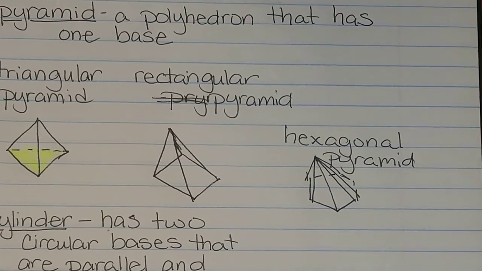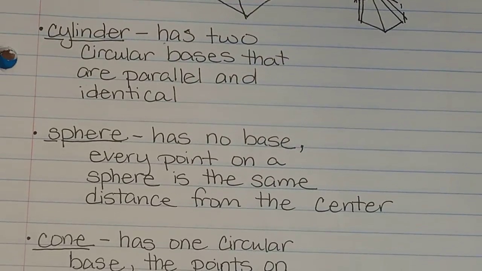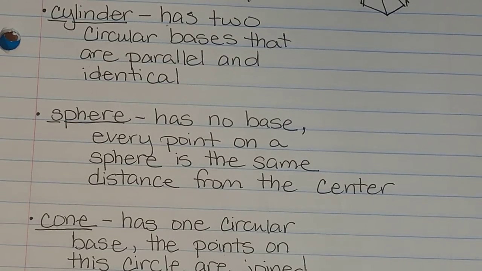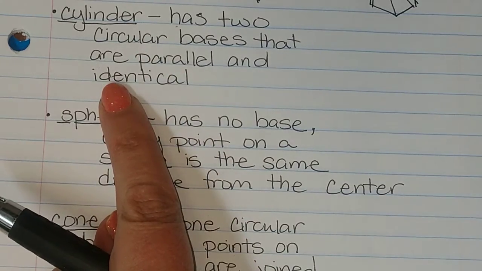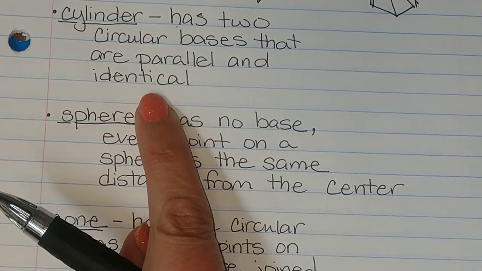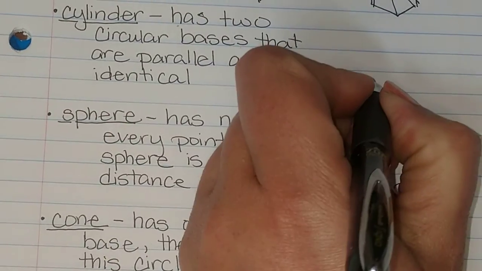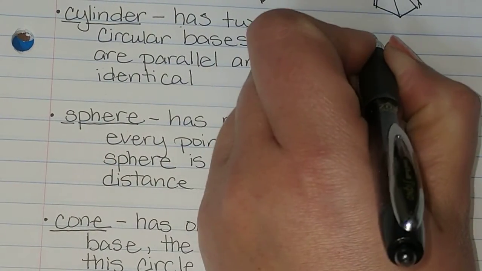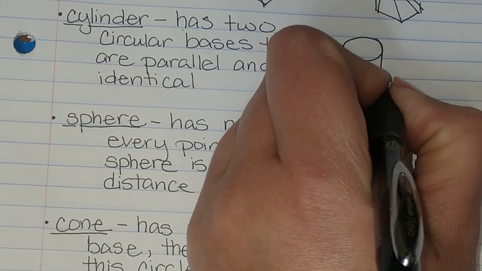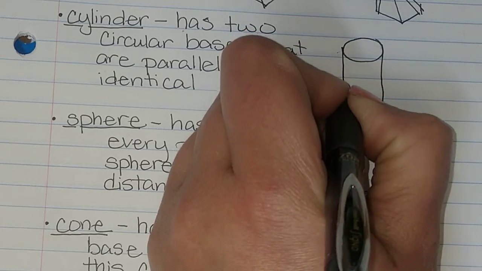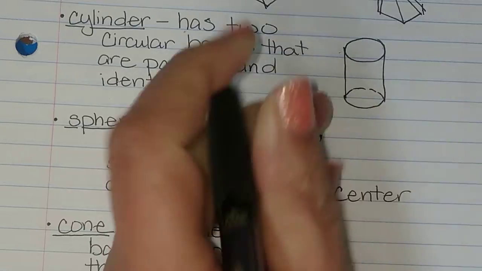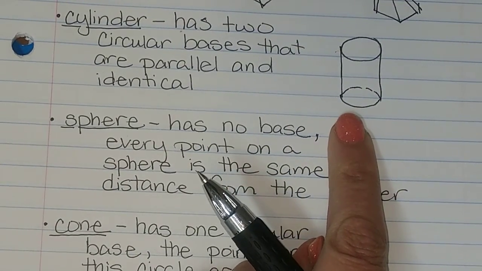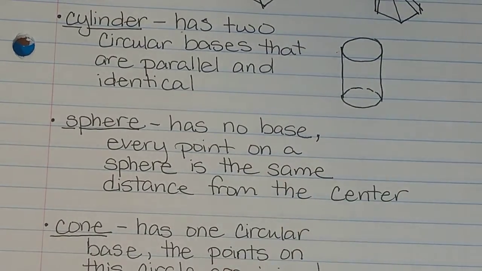Let's look at some more solid figures. My next example is a cylinder. A cylinder has two circular bases that are parallel and identical. I'm going to do my best to make them identical. I start with a circle at the top. I can bring my lines down and draw a circle on the bottom. You'll notice it looks like a can. We've all seen cans before.